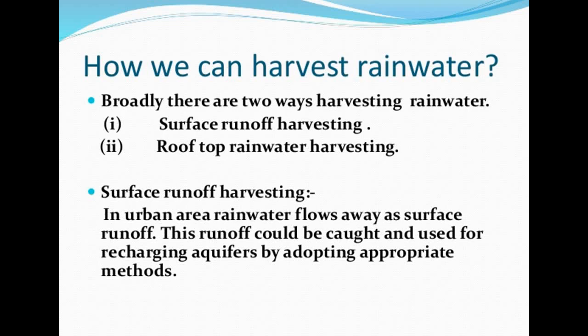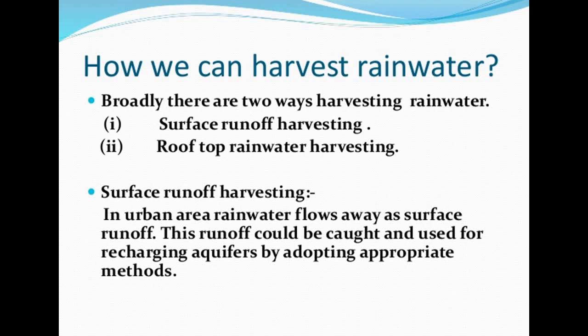Now, how can you harvest this rainwater? So the main question is how you can harvest this rainwater. There are two ways to harvest rainwater. Firstly, surface runoff harvesting, and second, rooftop rainwater harvesting. So there are two basic ways from where you can do this rainwater harvesting. First is surface runoff harvesting, and second is rooftop rainwater harvesting. So what does it say? Firstly, we talk about surface runoff harvesting.